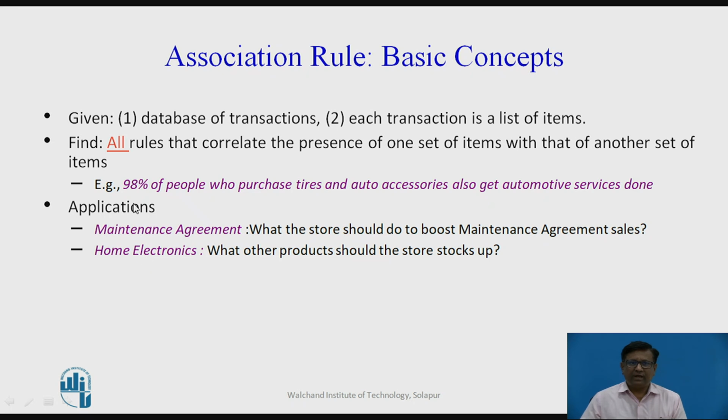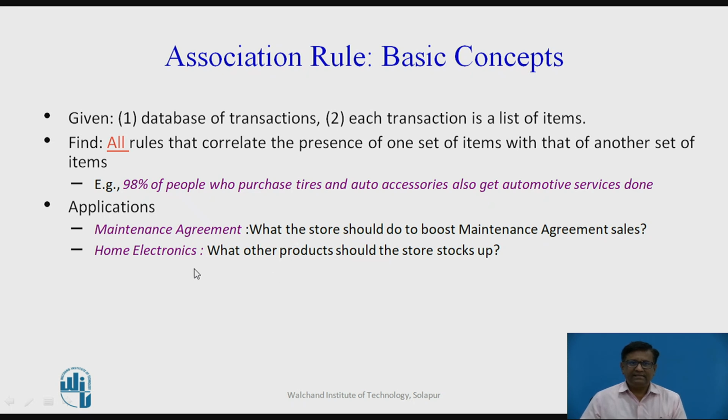Another application: if you look, there are mainly 2 types of applications we find of association rule mining. One is in maintenance agreement, like here we have seen what the store should do to boost maintenance agreement sales. That means if you purchase one item, then you are going to purchase some other items in the store also, so that maintenance item, for example.